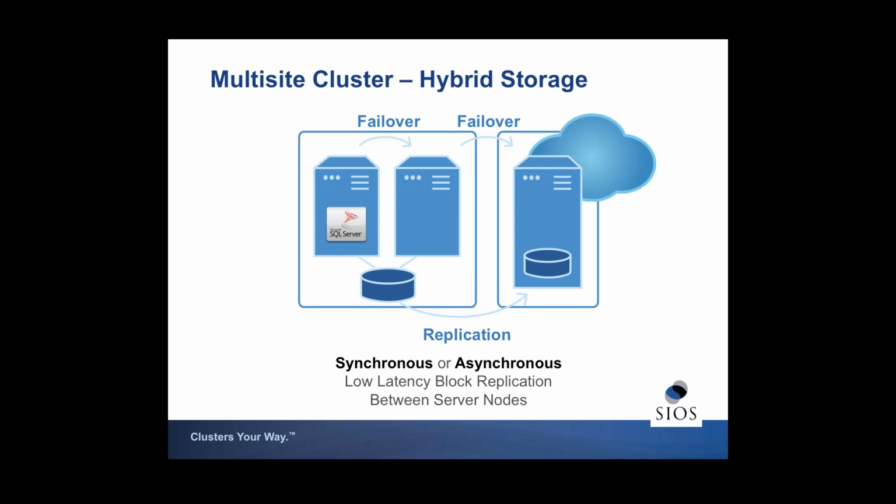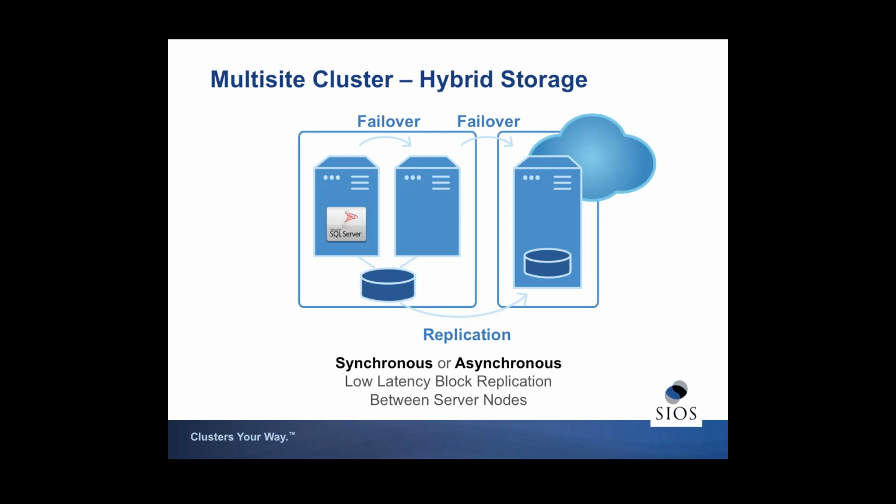Now, to take that a step further, that third virtual machine, maybe you don't have a secondary data center, so perhaps that might be an instance up in the cloud. It could be Amazon or Azure or something to that effect. So again, mix and match server and storage type here.